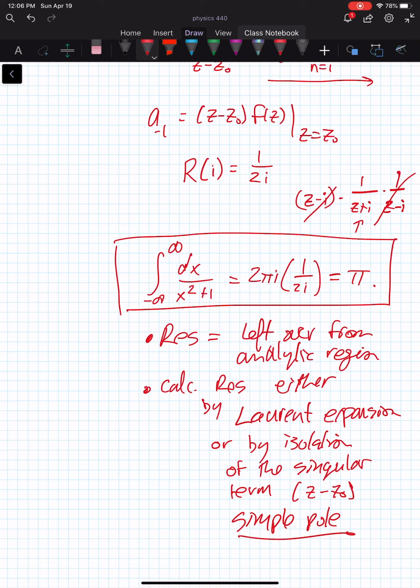Now on Monday we'll look at several other integrals, but I hope this gives a little bit more clarity about why we care about residues and where they come from and how you use them. Okay, that's it.